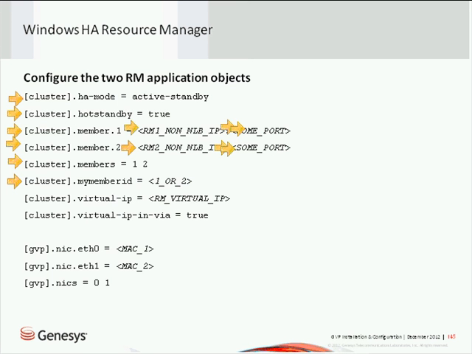Pretty much always, unless something's wrong with NIC detection. Again, you fill in the virtual IP. You might as well leave this as true, which will include the actual virtual IP in your VIA header. The other section is GVP NICs. You have to fill in these values, 0 and 1.